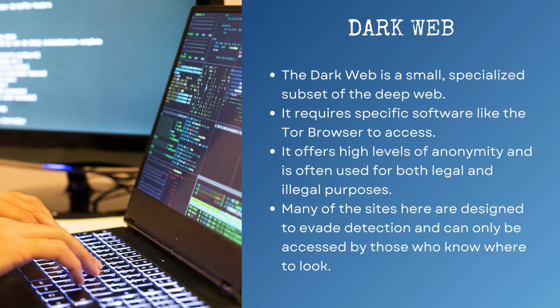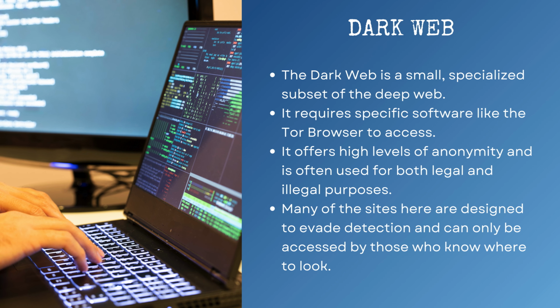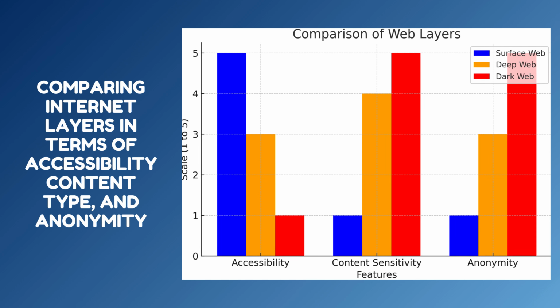The last layer of the internet is the dark web. The dark web is a small, specialized subset of the deep web that requires specific software like the Tor browser to access. It offers high levels of anonymity and is often used for both legal and illegal purposes. Many of the sites here are designed to evade detection and can only be accessed by those who know where to look. Comparing in terms of accessibility, content type, and anonymity.